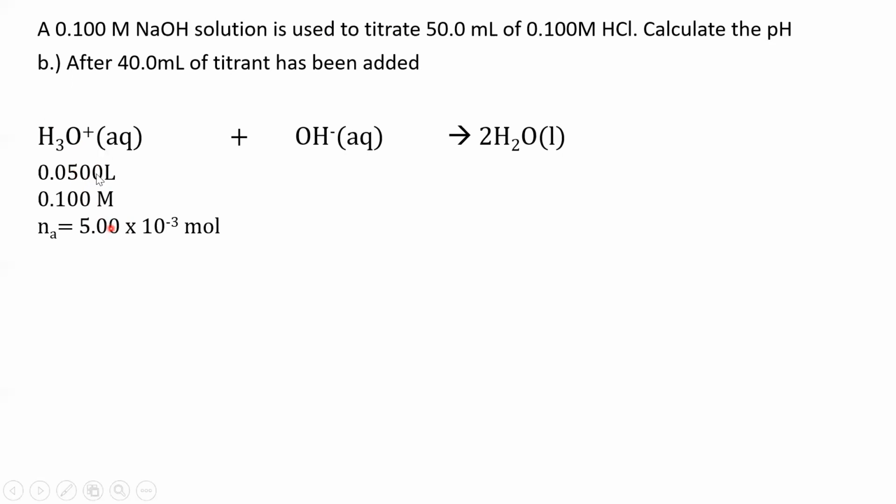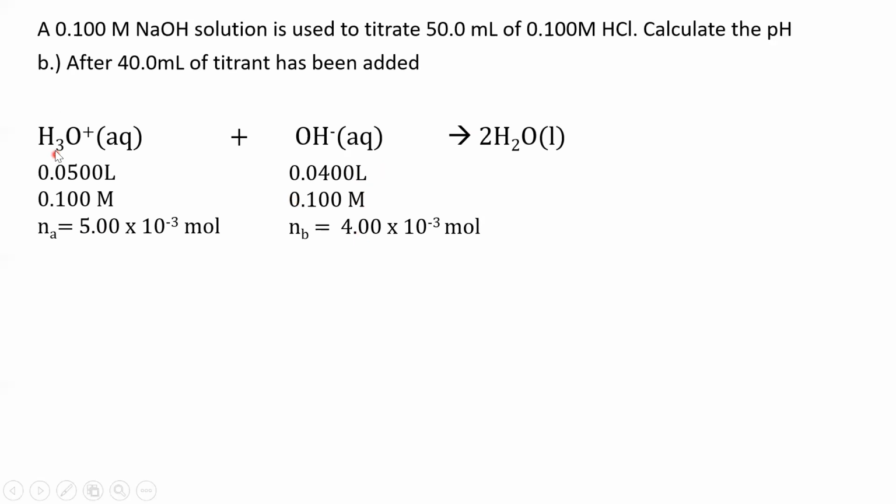And this number is going to be the same throughout the titration because we're not changing the amount of hydrochloric acid that we have in our solution. But let's look at the hydroxide. Now, originally we didn't have any hydroxide, but now we've added 40 milliliters of 0.100 molar. Well, you have to convert milliliters to liters. And then taking the molarity times the volume gives us the moles of our hydroxide ion. So we have 4.00 times 10 to the minus 3 moles of hydroxide ion.